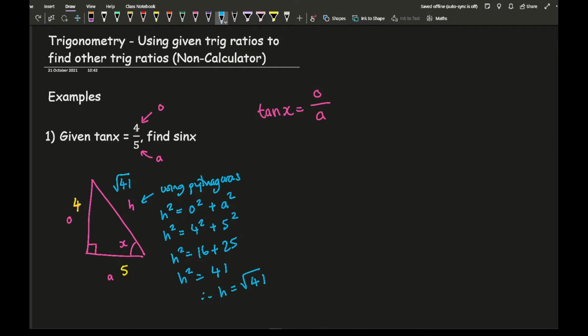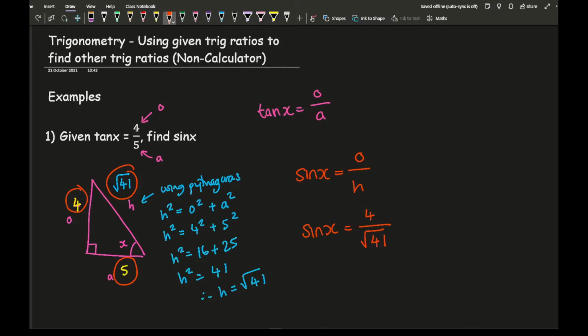So now I've got the 3 measurements of the dimensions of this right angle triangle. So I know the opposite, the adjacent, and now the hypotenuse. I can then work out what sine x is. Now sine x is equal to opposite over hypotenuse, and in this case the opposite is 4 and the hypotenuse is the square root of 41.